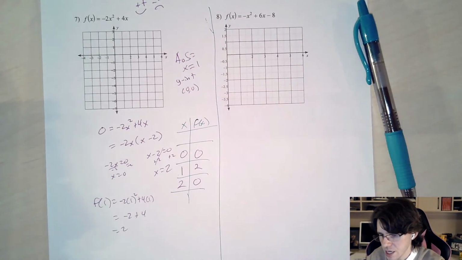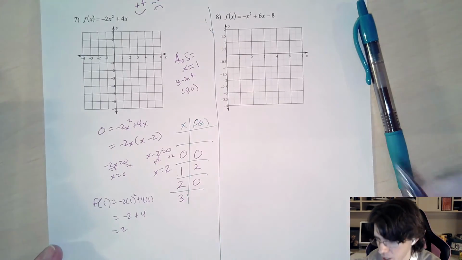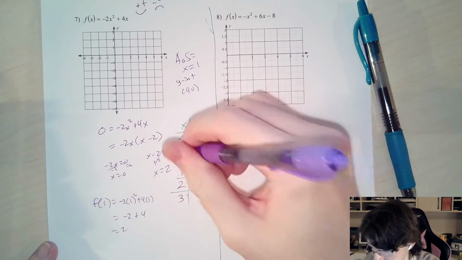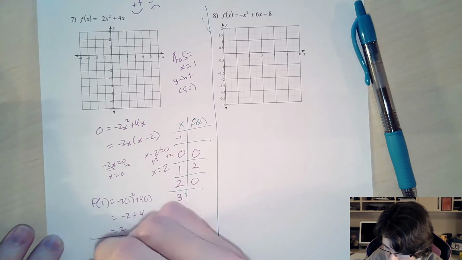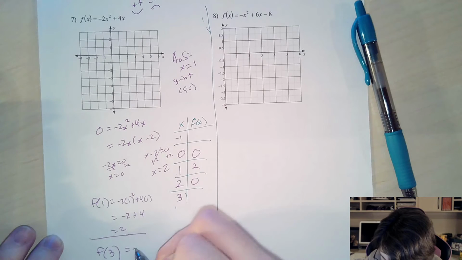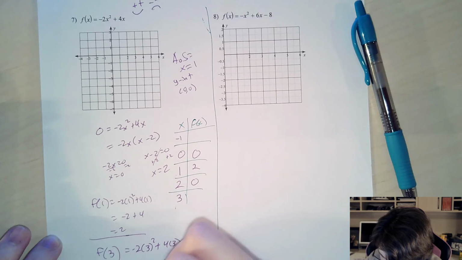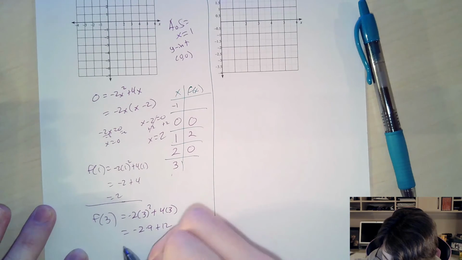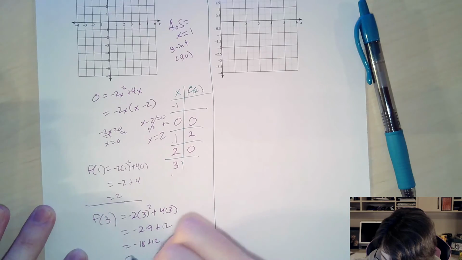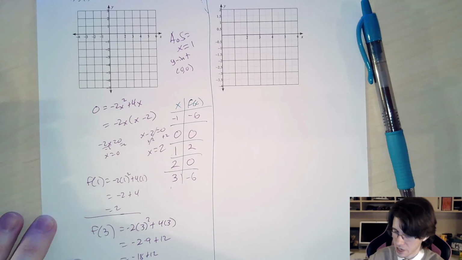So we will need to plug in another value. I think it's nice and easy to plug in, say, 3 or negative 1 because it's kind of the next guys. And those have the same exact value for both of them. So if I plug in f of 3, it's going to give you negative 2 times 3 squared plus 4 times 3. That's negative 2 times 9 plus 12, negative 18 plus 12 gives you negative 6. So that means these are both negative 6 right away. And now we can make a nice, neat little graph out of it.